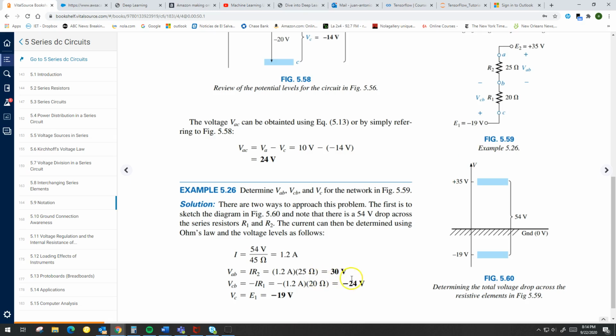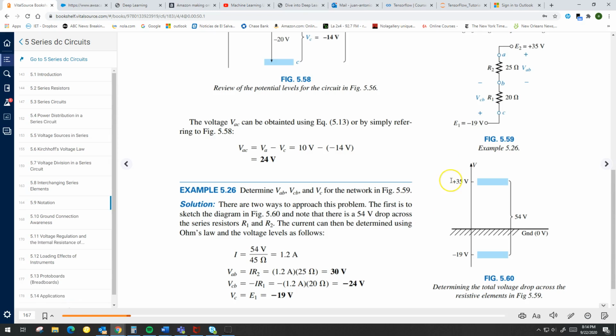So you will read then minus 24 volts, okay, for that reason. Now, if they were asking you for the voltage BC, that voltage will be positive. But since they're asking you for the voltage CB, they're swapping the literals, then the voltage will be negative.